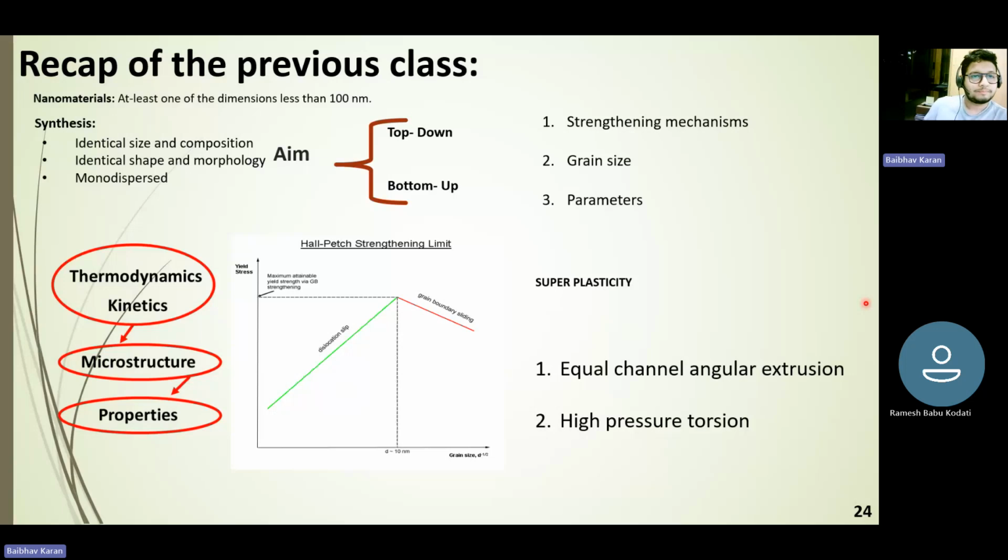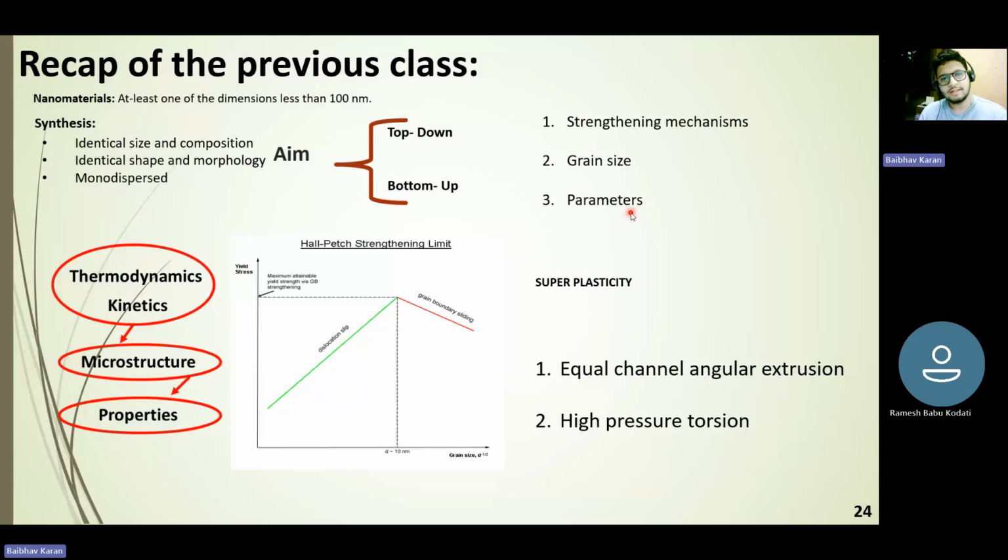Okay, thank you. Then we studied the various strengthening mechanisms, grain boundary strengthening, grain size, and how they are affecting the nanoparticles, or how they are changing the properties of the nanomaterials. We studied that. Then the grain size effect, that is the Hall-Petch relationship. Then finally we covered superplasticity.